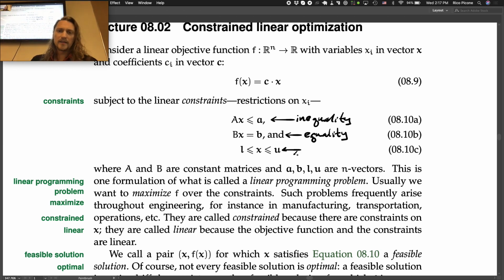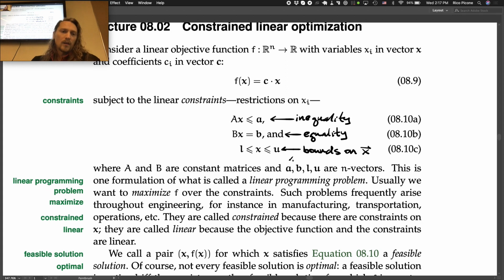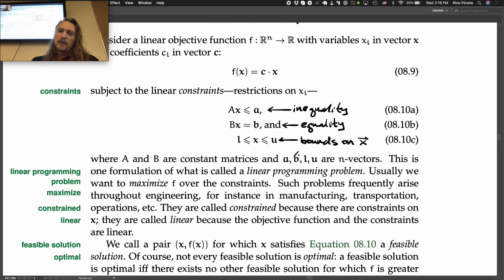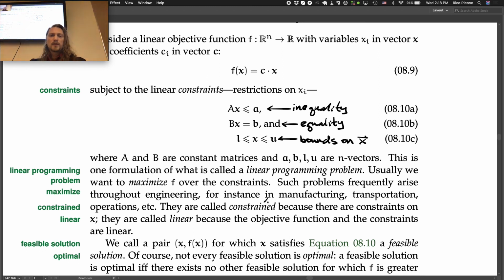And finally, this is bounds on x. So each of these variables xi has a lower bound and an upper bound. Okay, those bounds could be infinity. So A and B are constant matrices, and a, b, L, and U are n vectors. This is one formulation of what is called a linear programming problem.